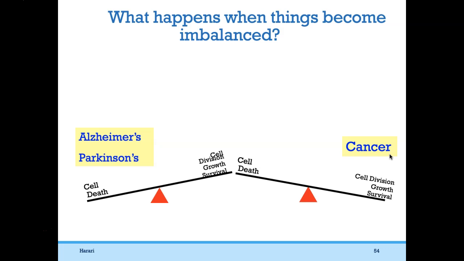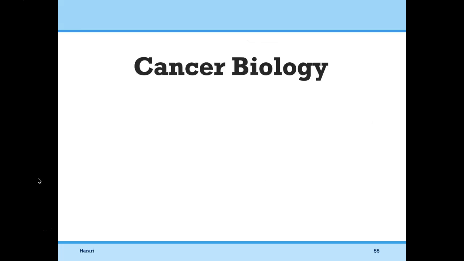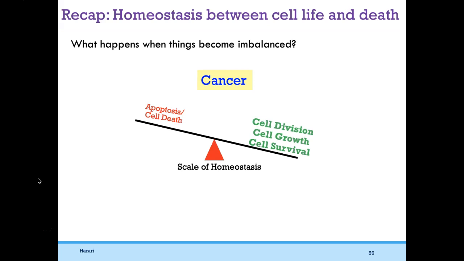So if we can figure out more information about the cell cycle and we can understand how these checkpoints work, maybe we can design a cure for these diseases, right? To help get the cell cycle back in balance. So for the rest of this talk, we'll discuss cancer. So we said that cancer is what results when things become imbalanced and there's way too much cell division, growth, and survival, and not enough cell death.